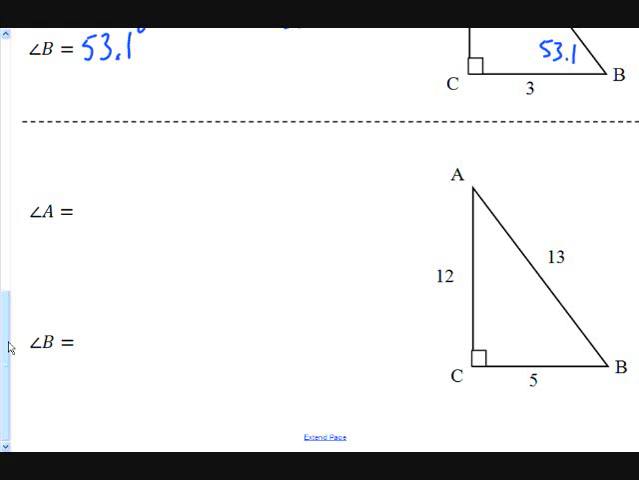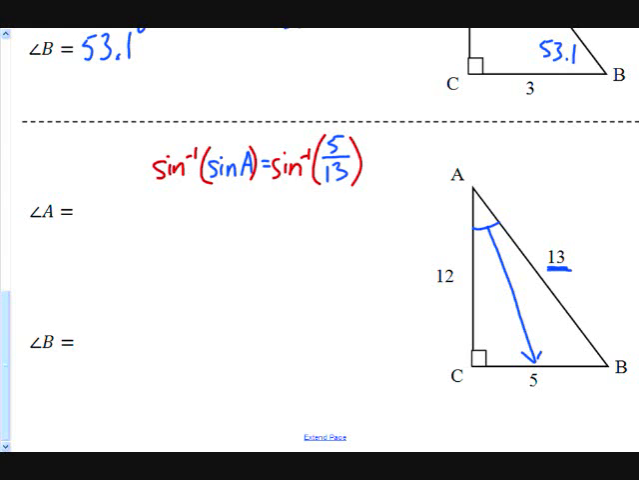I'm starting with A. So I'm going to do the sine of A equals opposite over hypotenuse. So A is right here. The opposite side would be the 5. Over the hypotenuse, again, the hypotenuse is always the longest side, and it's always across from the 90-degree angle. And now to undo the sine function, I have to do inverse sine of each side. Inverse sine and sine cancel each other out, so I'm just left with the A value. And then this other thing, I just have to plug into my calculator.